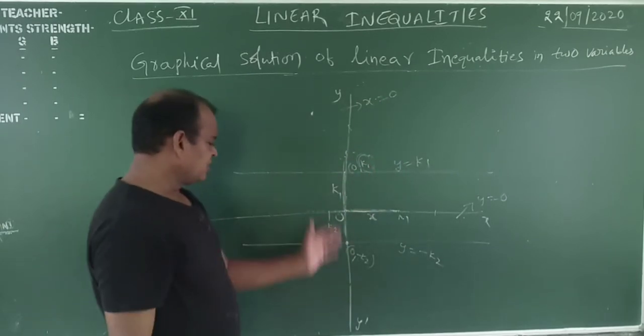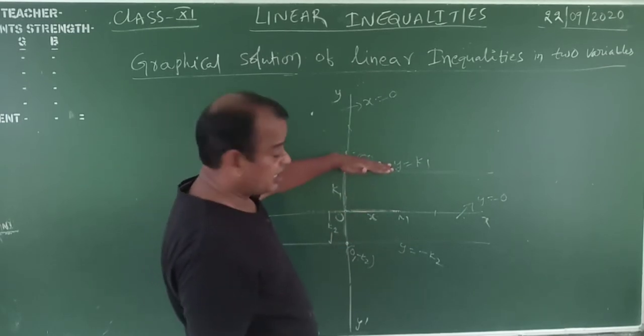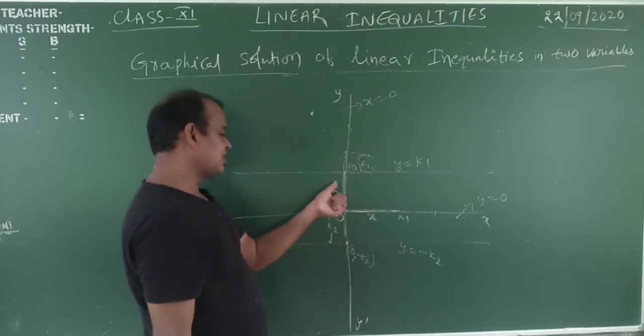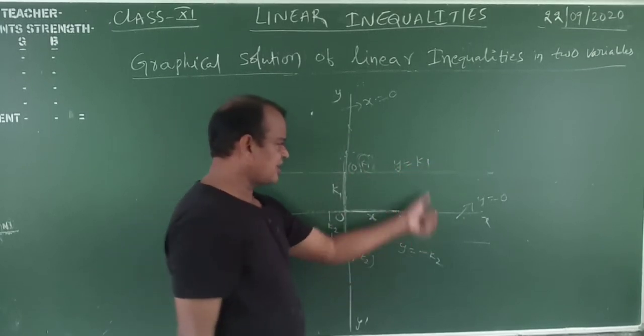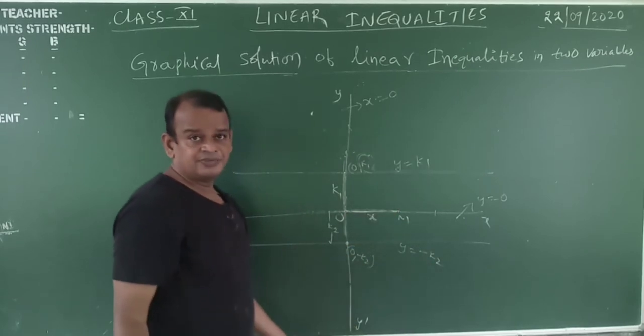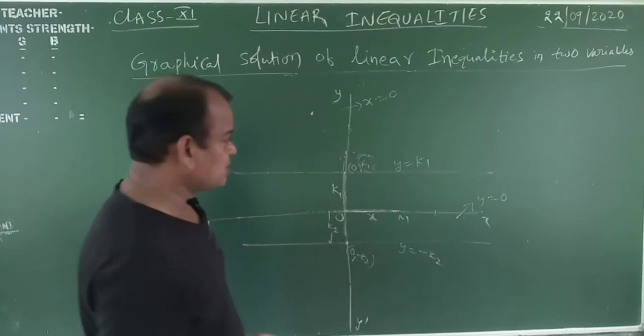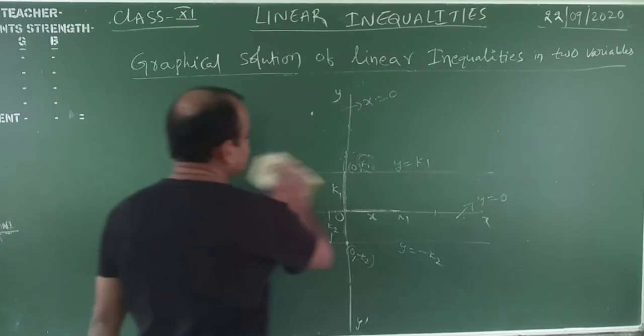Now simply, the equation of the horizontal line at a distance of k units or k1 units above the x axis is y equals k. Below the x axis it is just the same formula but the sign is different. I hope you understood. Yes. Now we will go to the next topic, vertical lines.